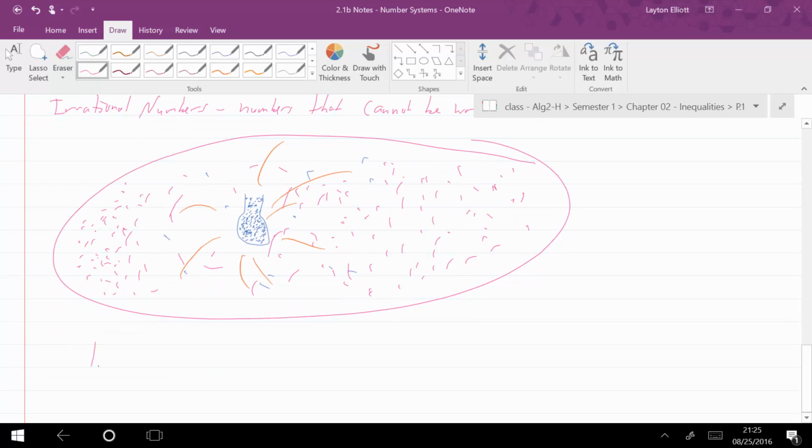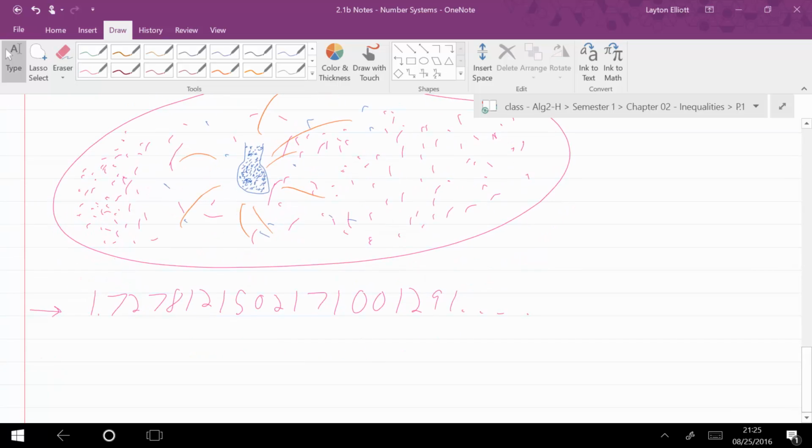They're numbers like 1.7278, 12150, 171. I am not doing this with any distinguishable pattern, and yet that's an irrational number. All of these are the irrational numbers. You all know one. You know 3.14159. I don't know the rest of it, but that's pi, and that is an irrational number.